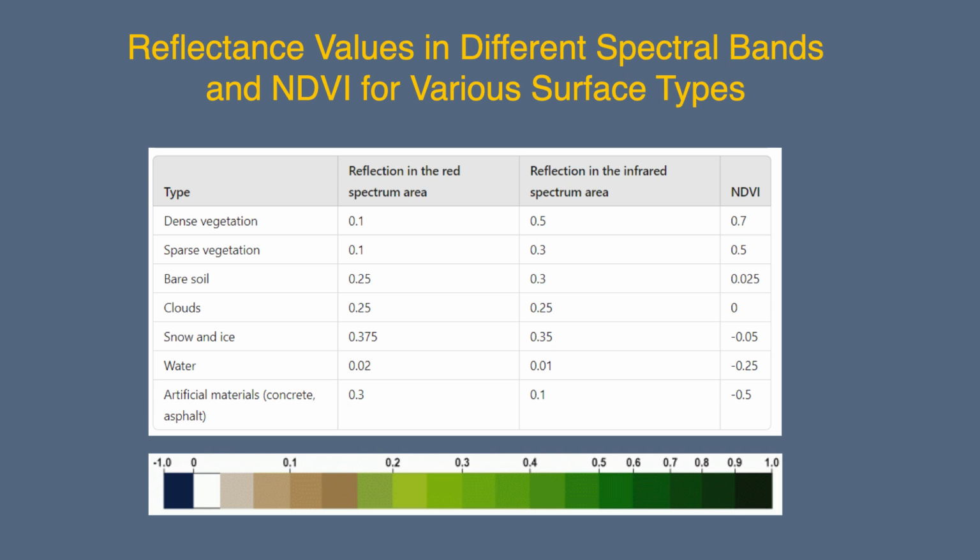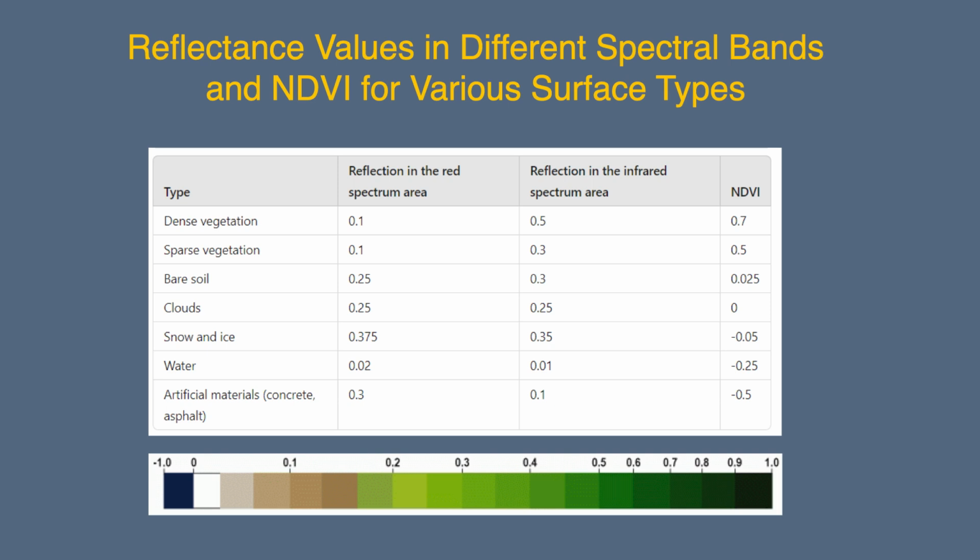Bare soil and deserts usually show NDVI values from 0.1 to 0.2 because soil reflects a moderate amount of both red and near-infrared light, but lacks the distinct contrast seen in vegetation. Urban areas typically have values ranging from 0 to 0.2, as built-up surfaces like buildings and roads reflect similarly across the red and near-infrared bands, showing minimal variation.